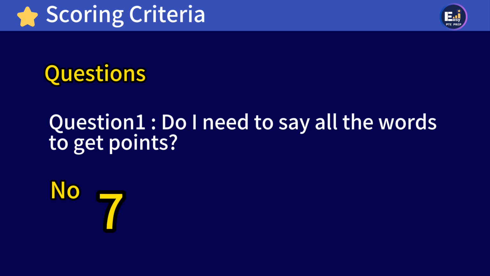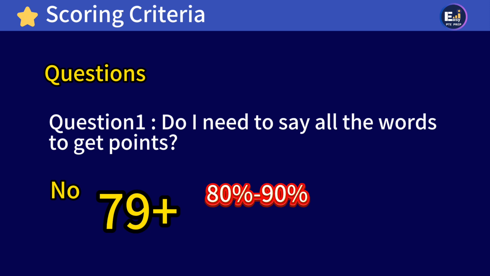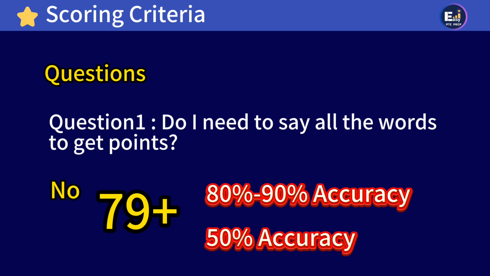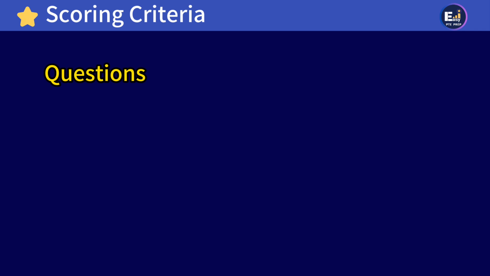But if your target score is 79, then you should not rely on this basic standard. You need to aim for 80 to 90% accuracy for short and simple sentences, and at least 50% for long or difficult sentences.